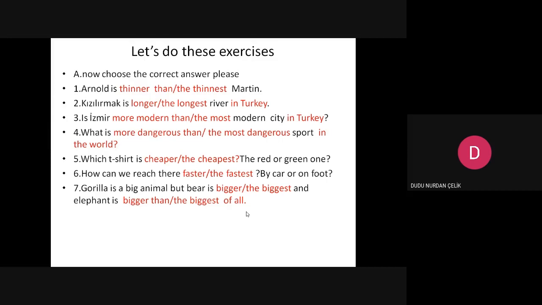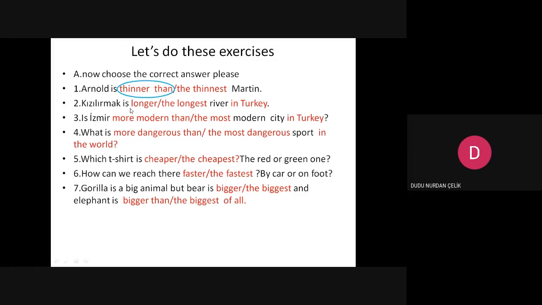Let's check them now. Arnold is thinner than, or the thinnest, Martin. We choose thinner than because we compare Arnold with Martin. Two things, two people, just two. When we are talking about two things or two people, this is comparative. So we say thinner than.